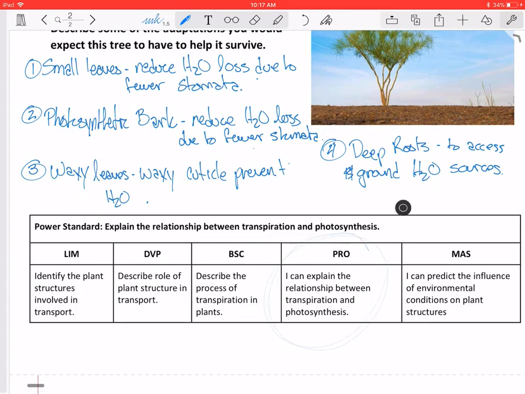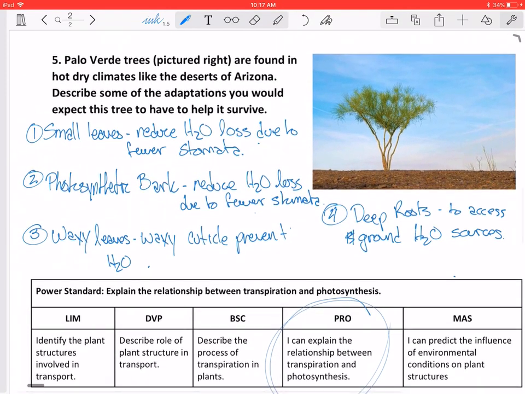All right, guys, so again, the goal here is to get you to proficient in explaining the relationship between transpiration and photosynthesis. You need to get questions 1 through 4 right to get that proficient. If you have any questions, don't hesitate to ask us. I hope that this is helpful for you guys. And once you finish making your corrections, go ahead and start working on the relearning and practice portion of this worksheet.